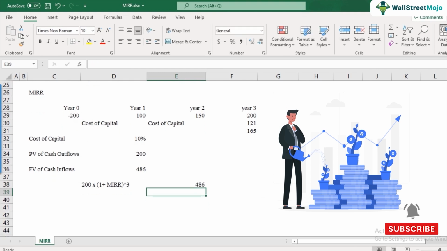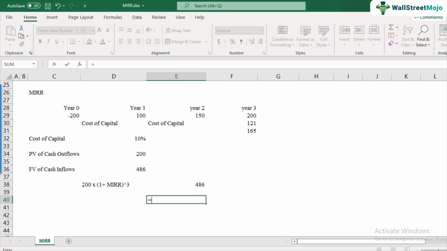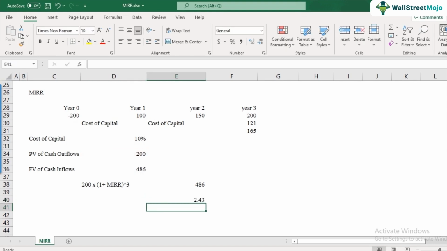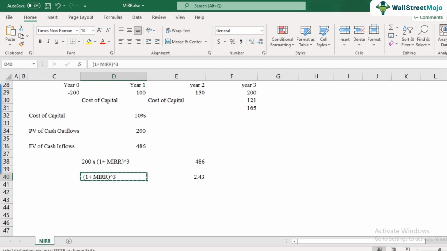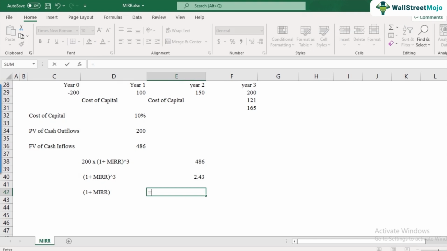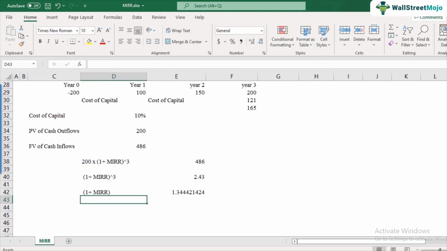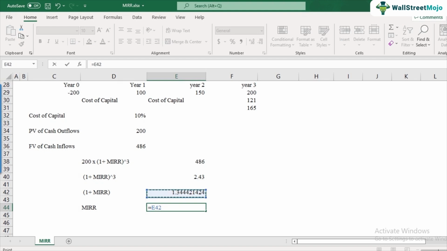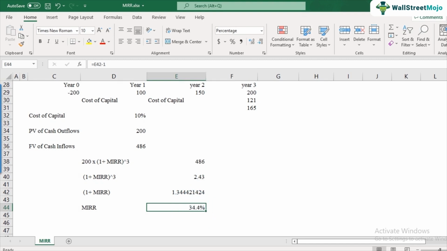So primarily what we have to do now is find out MIRR from this mathematical equation. So here we can divide this 486 by 200 so that we will have 1 plus MIRR to the power of 3 on the left hand side. So in order to solve this, we have to first remove this to the power of 3. So in order to remove this, we'll have to find the 1/3 root of this 2.33. So this will be 1 by 3. So we will have this as 1 plus MIRR. So essentially MIRR will become equal to 1.34 minus 1, and that is equal to how much percent? That will be equal to 34.4%.